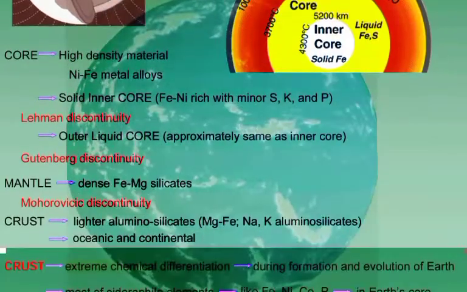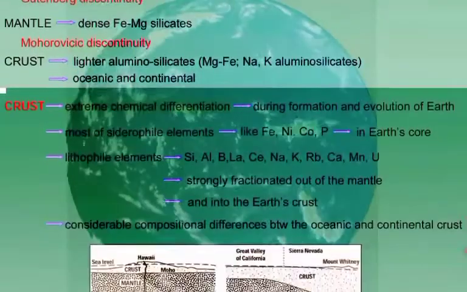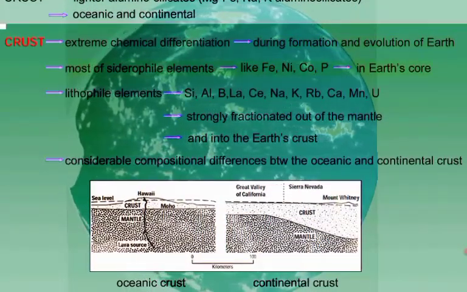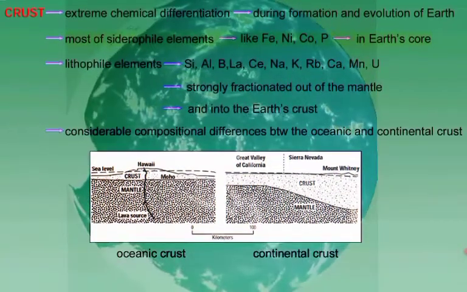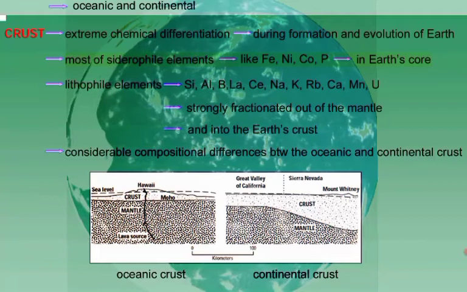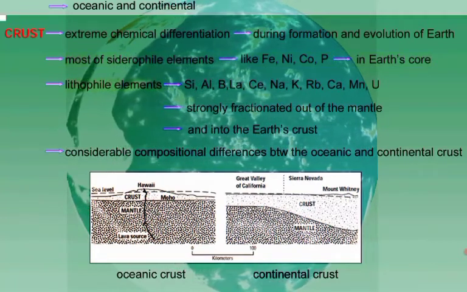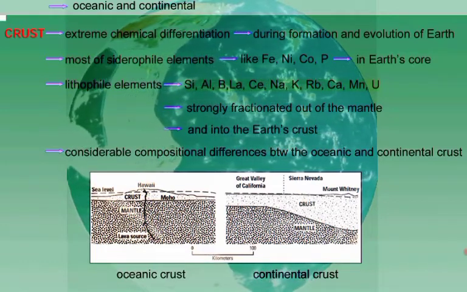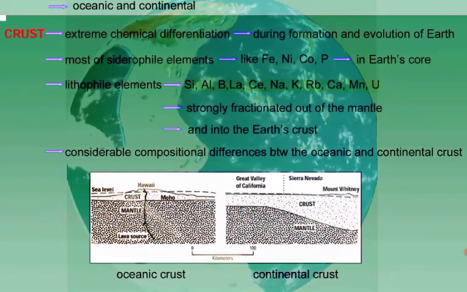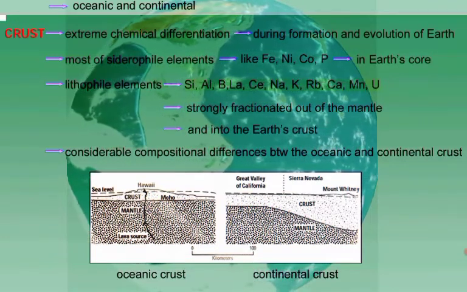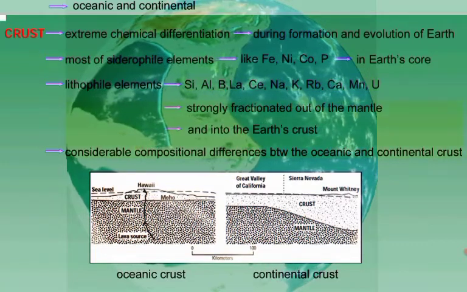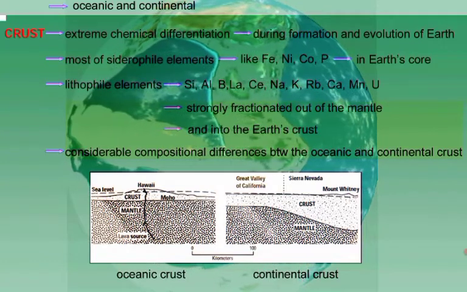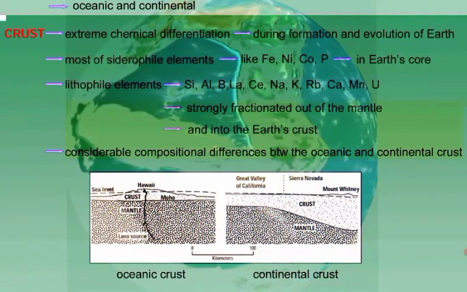Crust. Extreme chemical differentiation occurred during formation and evolution of the Earth. Most siderophile elements like Fe, Ni, Co, P are in the Earth's core. Lithophile elements such as Si, Al, Li, Cs, Na, K, Rb, Ca, Mn, U were strongly fractionated out of the mantle and into the Earth's crust. There are considerable compositional differences between the oceanic and continental crust.